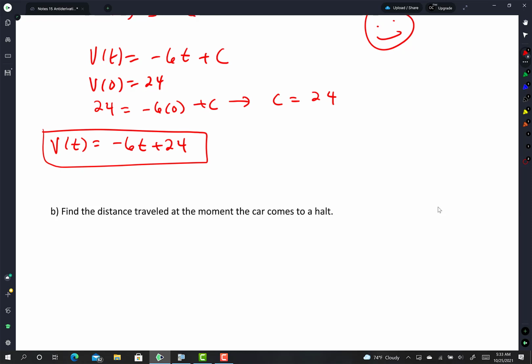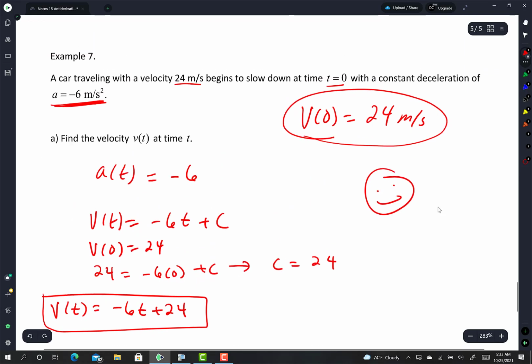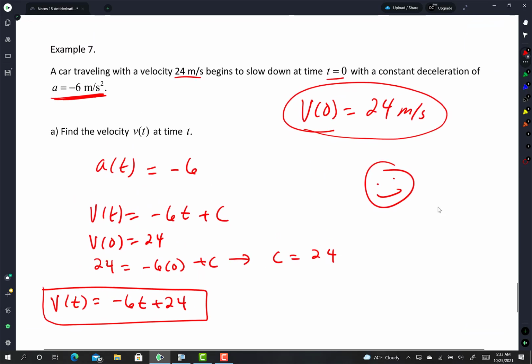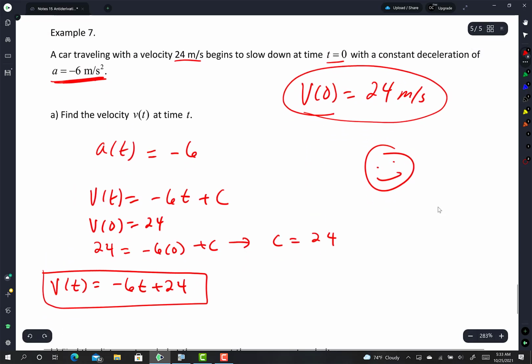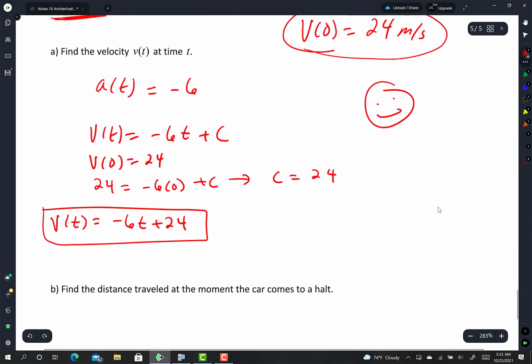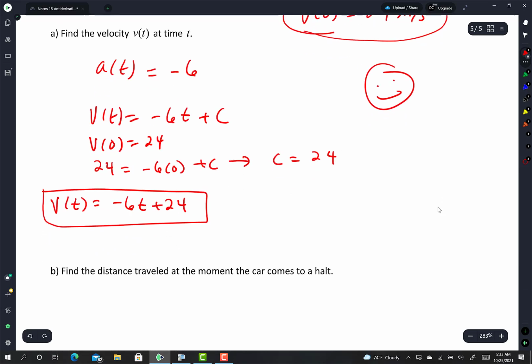Find the distance traveled at the moment the car comes to a halt. I think I might have typed it wrong. Find the distance traveled from t equals 0 to the moment the car comes to a halt. So that's an interval. So I've got to find the time. Find when velocity equals 0.